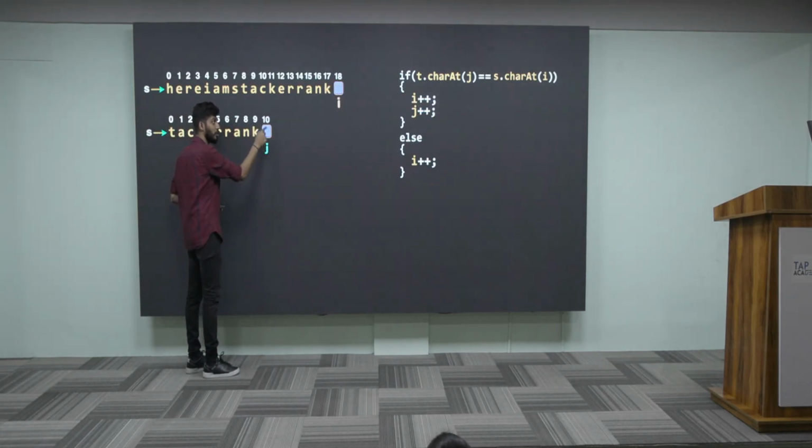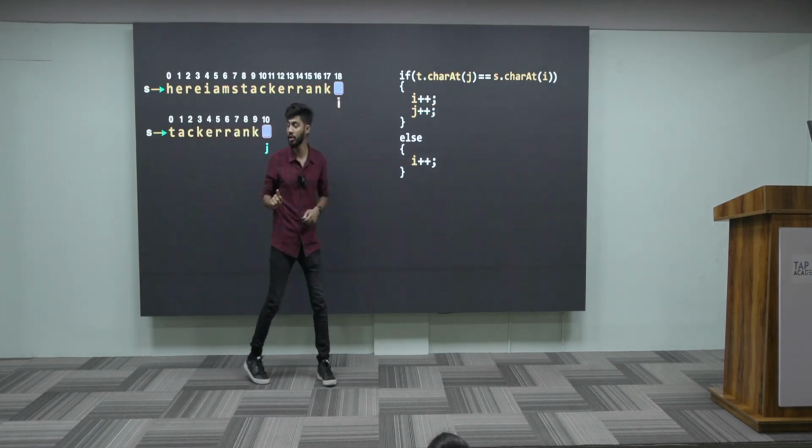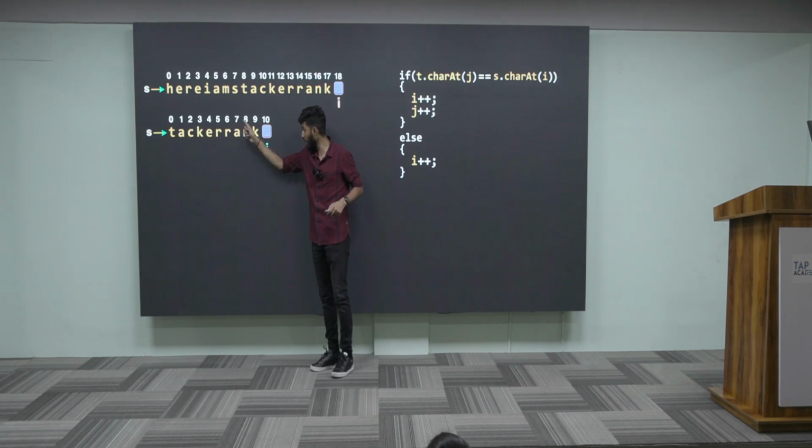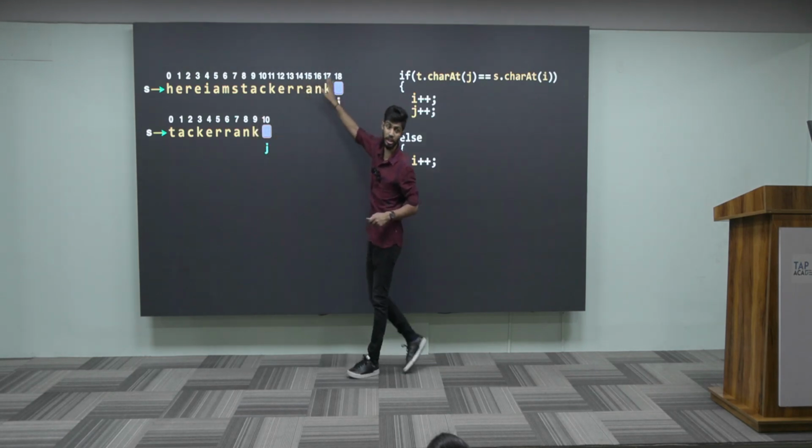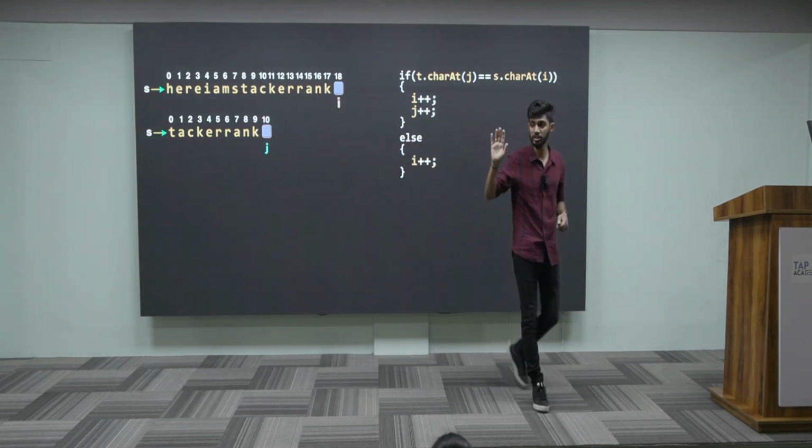And what is the j value now? 10. So when the j value is equal to 10, what does it mean? It means you have found all the characters till index 9. Is that clear to you? So did we find all the characters present over here in the previous string or not? Yes. Is it clear to you?